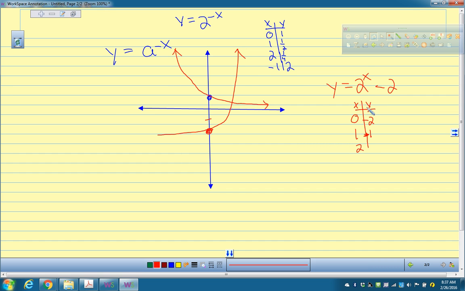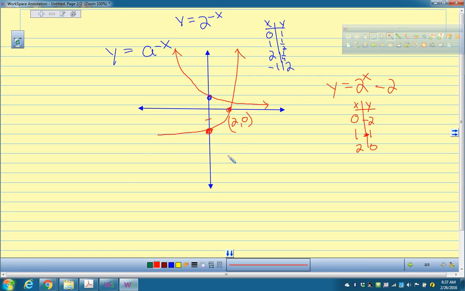At 2, where would I be at 2? What would be the y-intercept? 0? Can't. 2 to the 1, there you get 0, right? So this would be the point 2, 0, and so on.